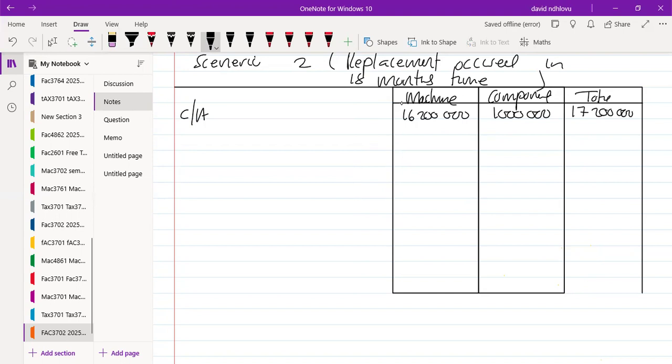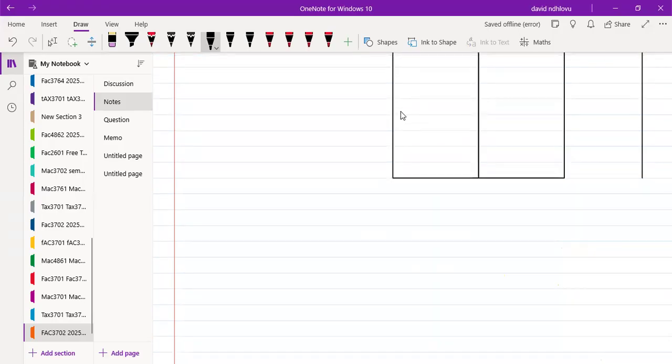Right, then we come here, we say depreciation. Nothing changes for the machine, 1.8 million. Right, but for the component now, there is going to be a change. We replaced the asset before the conclusion of the 2-year period as per our plan. So we say 2 million divided by 10, but we have to multiply by the number of months that the asset was used for in the current year.